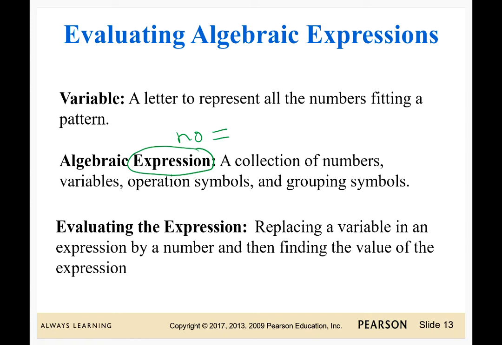If you evaluate an expression, okay, you need to do 2 things. The first thing you need to do is replace the variables with whatever numbers they tell you, and they will tell you exactly what each of those variables stand for. And after that, then you will need to find the value of the expression. What that means is simplify using order of operations. Okay, so 2 steps. Replace all the variables with numbers, and then use order of operations to simplify and get one answer at the end.